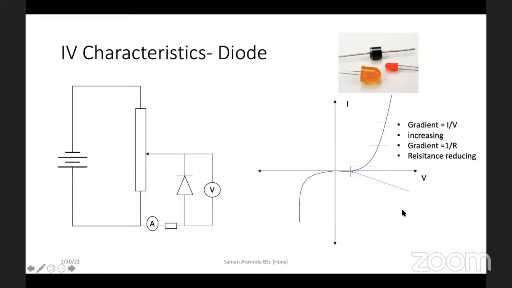Now this particular voltage where it starts conducting is 0.6 V. It's called the knee voltage. It's like a knee, so we call it the knee voltage. Between this section, the gradient is zero. That means the resistance is infinite.